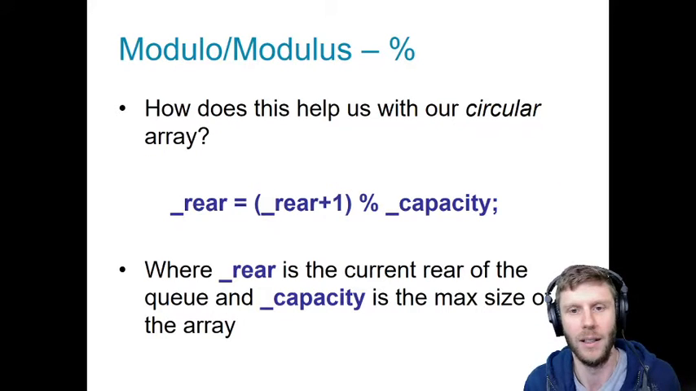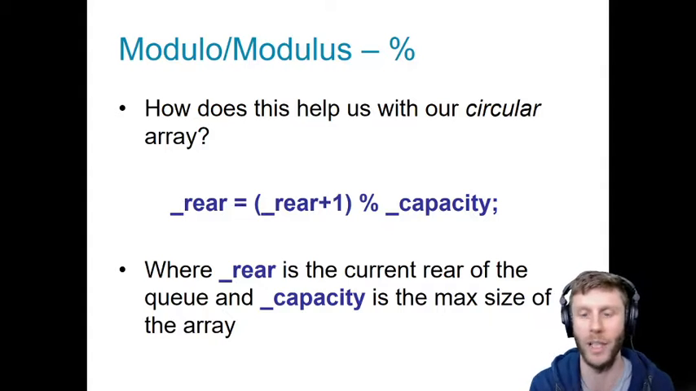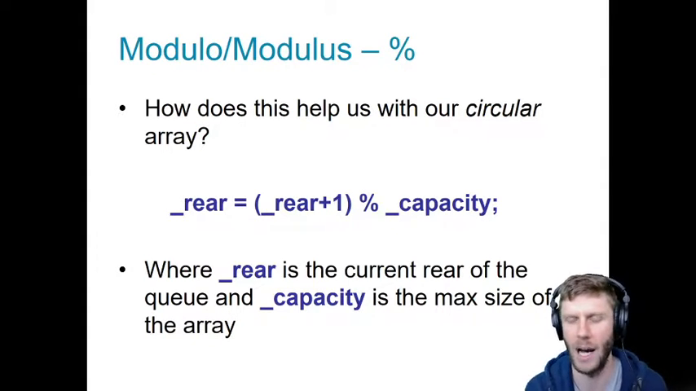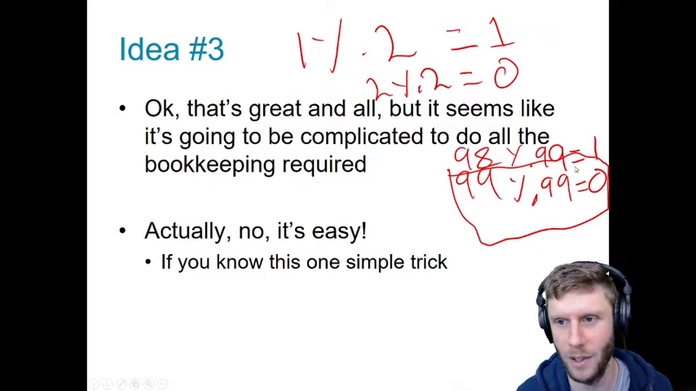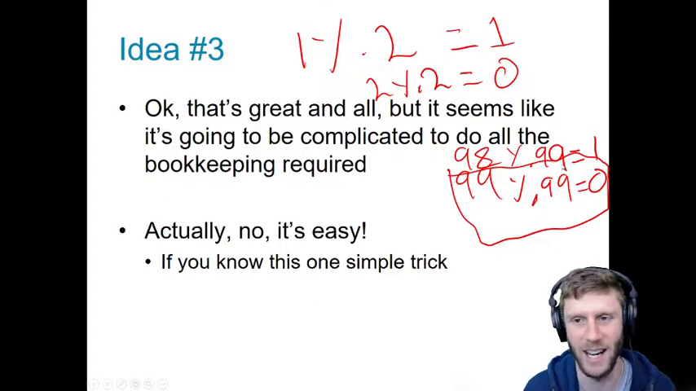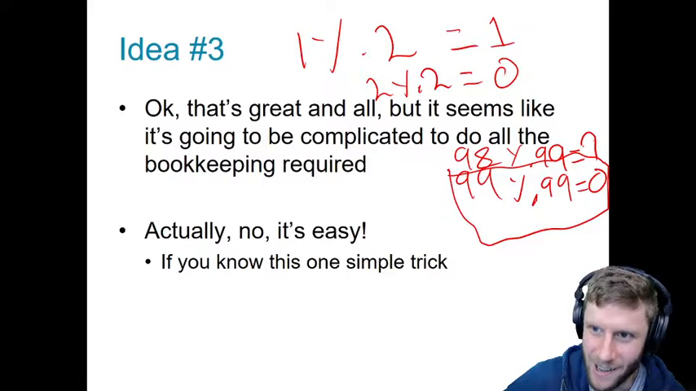Okay, here's the fancy math. Rear is equal to rear plus 1 mod 99. Wait a minute. Why did no one stop me at my horrible, embarrassing error? 98 mod 99 is not 1. What is it? 98.